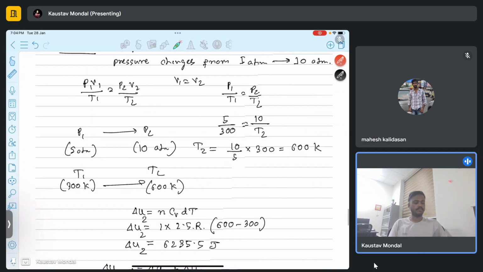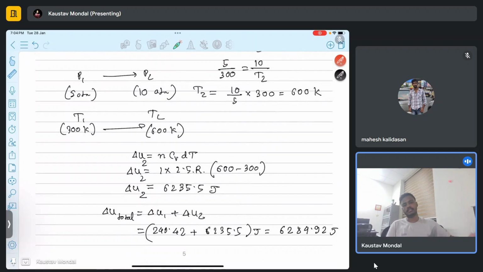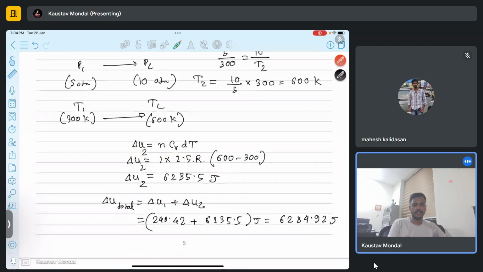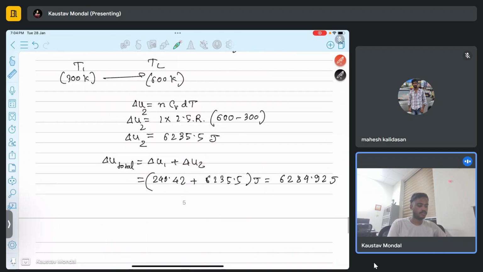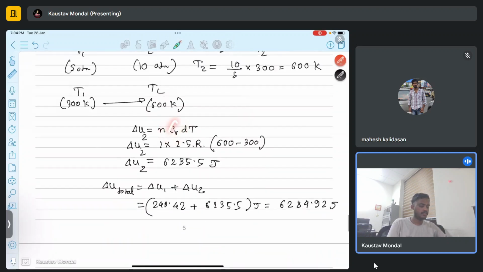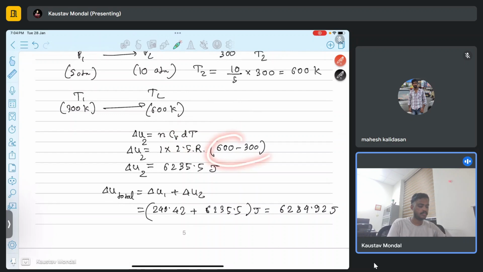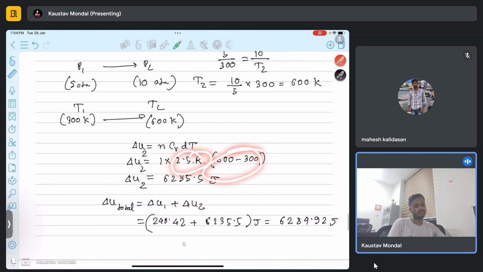Now the part is to calculate the change in internal energy. We know the change in internal energy depends on the change in temperature, right? Delta U2 is simply n Cv dT. We are using Cv because this whole thing is happening under constant volume. So dT is T2 minus T1, that is 600 minus 300, which gives 300, and Cv is 2.5 R. If we multiply these, it gives us 6235.5 joule. That gives us delta U2.